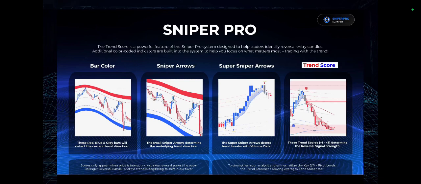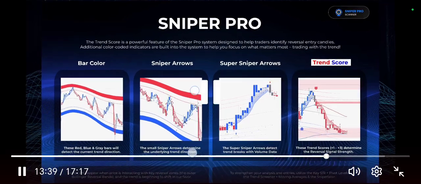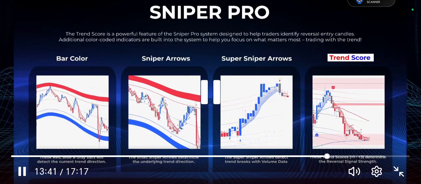Then we have our Sniper arrows, and our Sniper arrows are another underlying Sniper tool that will help you understand the current direction of the trend. So you want to make sure, you see here how you have red bars and blue arrows. That's not what you're looking for. You want to look for blue bars and blue arrows. That's where the magic is going to happen.